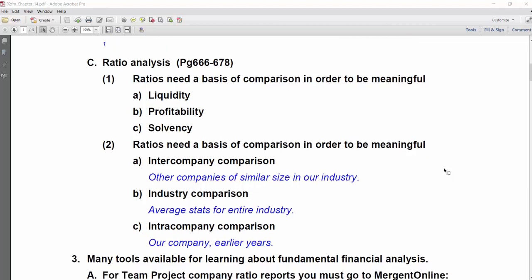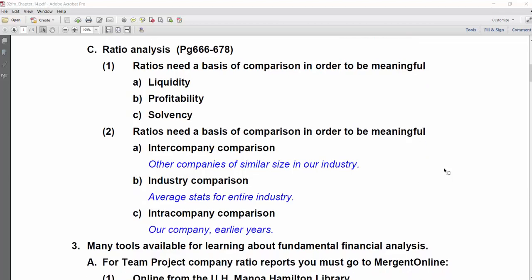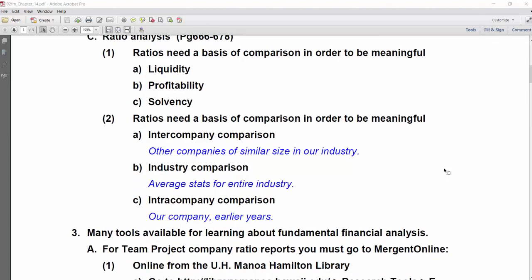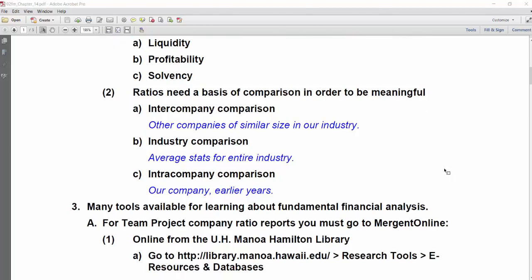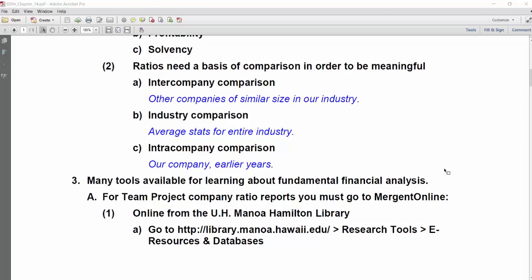And there are lots of tools available to learn about fundamental financial analysis. The best item for you to get familiar with is a service known as Mergent Online. It's available from the UH Manoa library system, and so if you have a UH Manoa library card, not a KCC library card, then you can go and access Mergent Online and get statistical reports and ratio reports for any publicly traded company. Publicly traded company means any company whose stock you can buy.